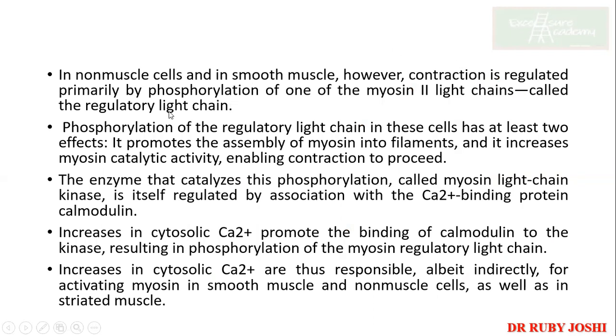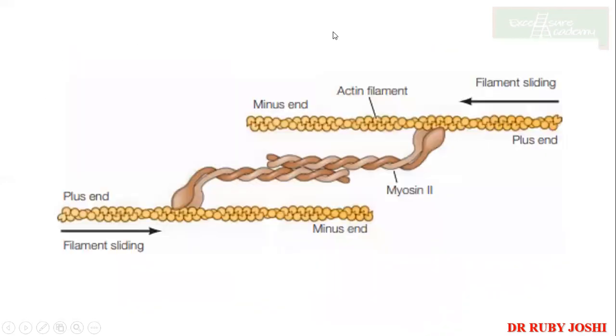Now, in non-muscle cells and also in the smooth muscles, the contraction is regulated by the phosphorylation of one of the myosin 2 light chains, which is called the regulatory light chain. If you see the structure of the myosin, we saw over here, the two heads are there, right? And then two light chains are there.